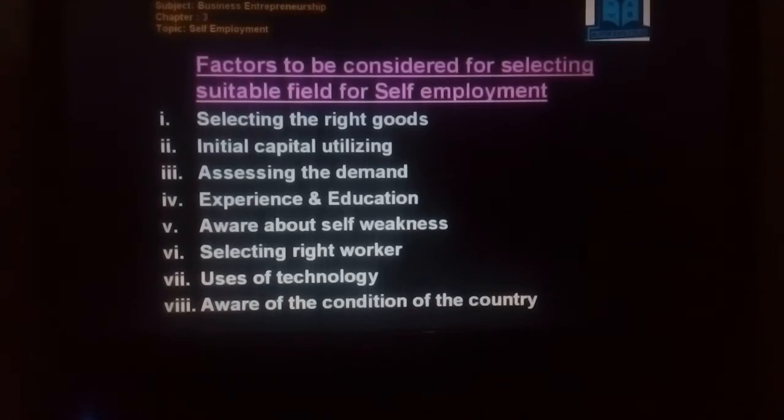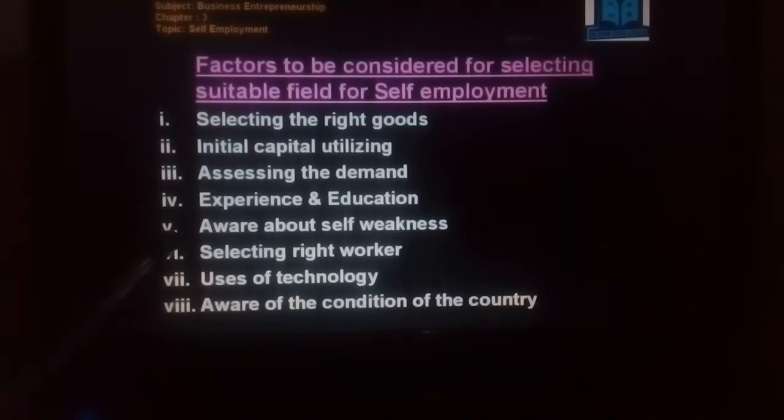To run the business successfully, it is necessary to arrange sufficient fixed and working capital. Then number 3, assessing the demand for goods. The perfect measurement of demand for goods through market research and other techniques is one of the major preconditions for success of business. Number 4, experience and education. The past experience in business and proper education regarding management is helpful towards success of business.